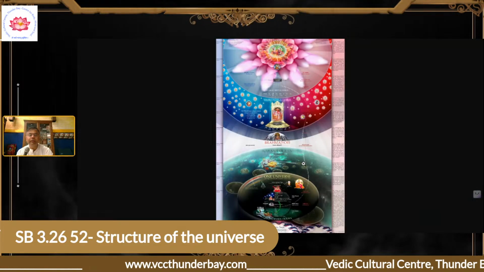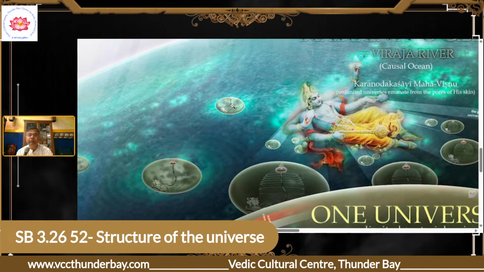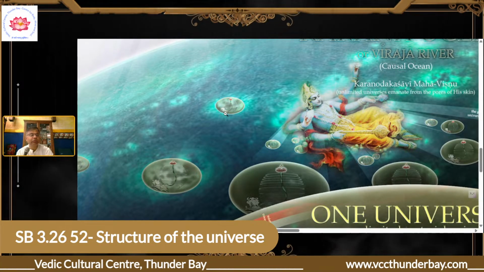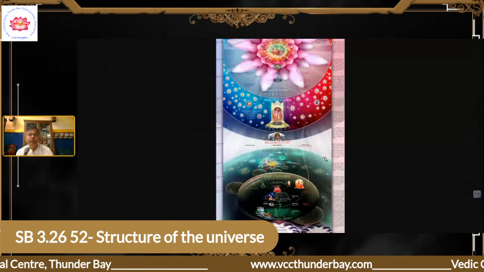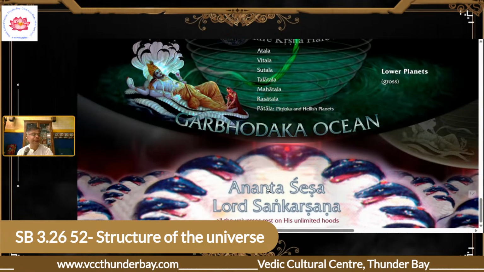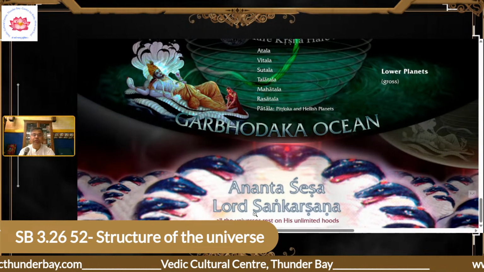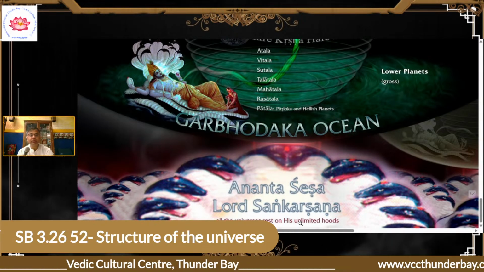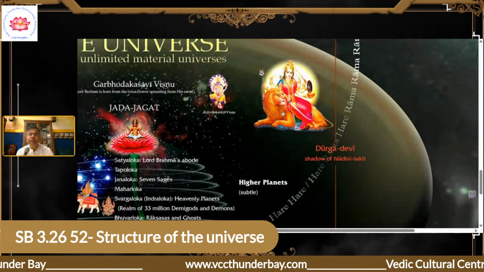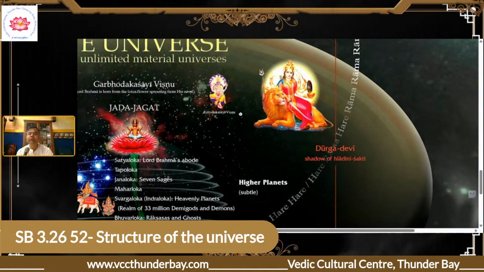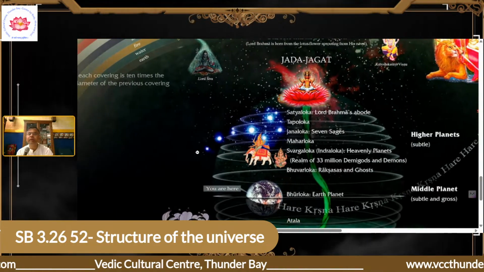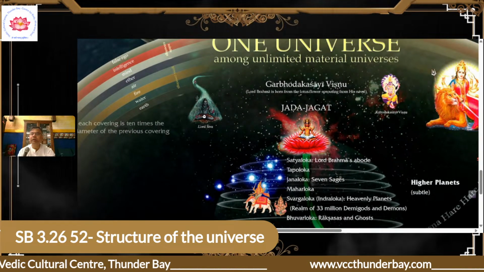And then there are innumerable material worlds like bubbles, lots of bubbles. In each of these bubbles, you see Garbhodakshay Vishnu. So you got the idea? This material world is resting upon Ananta Shesha, Lord Sankarshan. All the universes rest on the unlimited hoods of Ananta Shesha. And in each of these universes, there is a Mata Durga expansion, Durga Devi. And all the Devi Devatas are also residing here. You see Lord Ganesha and Indra and Lord Shiva's expansion here. So all these are there.